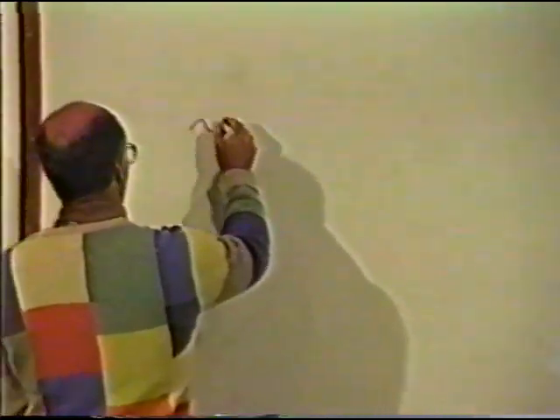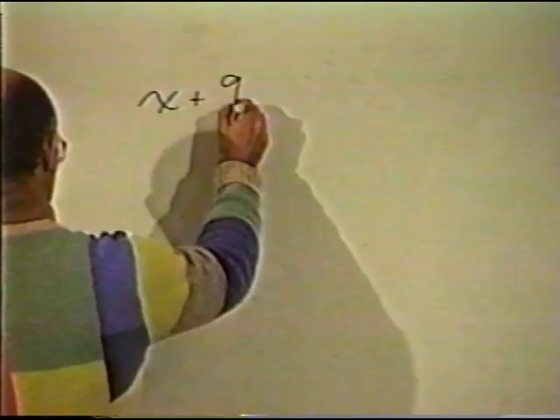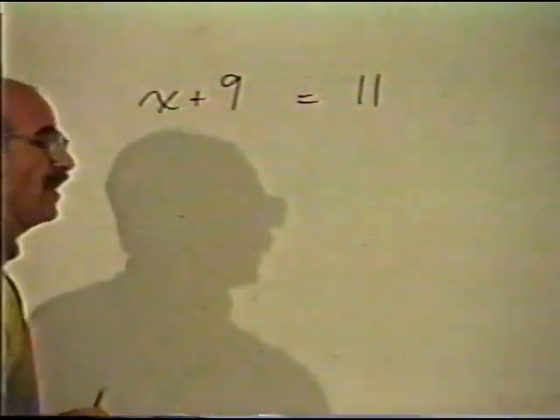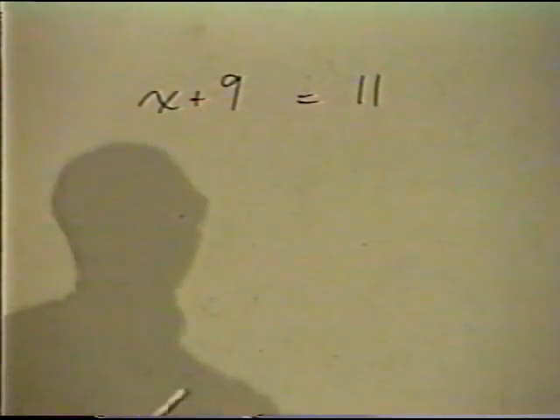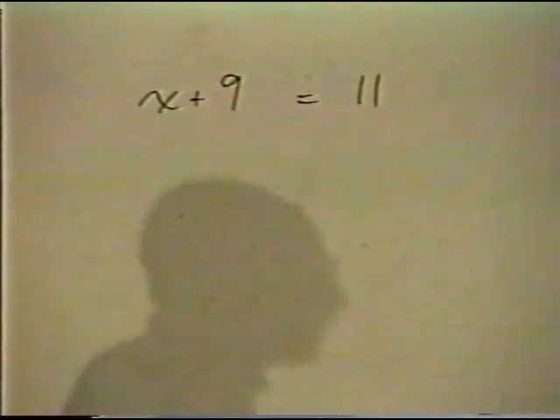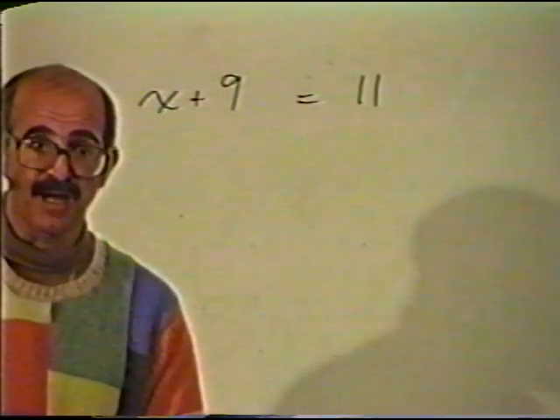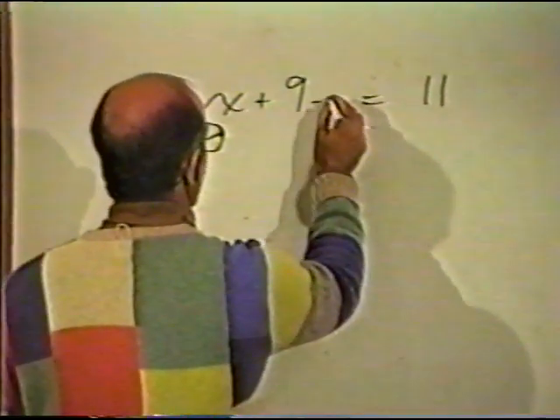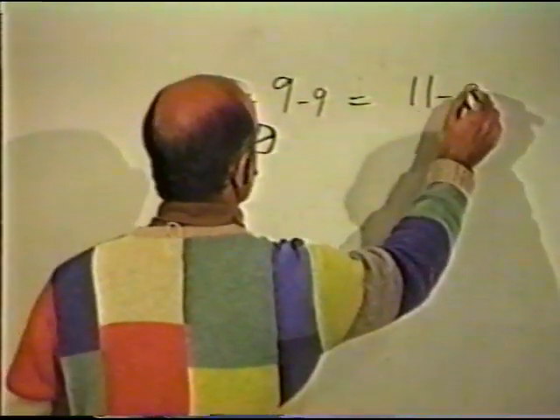Here's 6 more equations just to make sure that you understand how to do them. The first one is x plus 9 equals 11. What operation is happening between the x and the 9? Addition. And we have to use the opposite operation, which is? Subtraction. We'll subtract 9 from both sides.